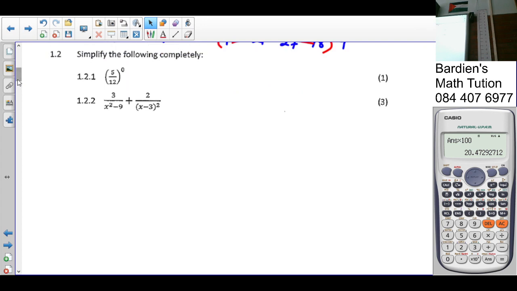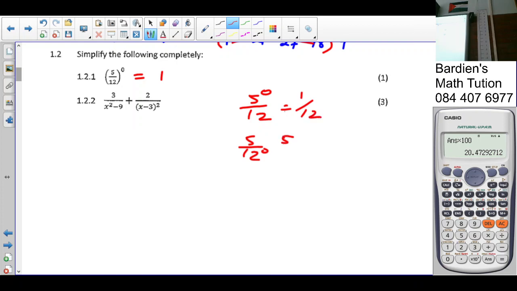In question 1.2.1, anything to the power 0 is? 1. So that is simply 1. What if we had 5 to the 0 over 12? 1 over 12. And what if it was 5 over 12 to the 0? That would have been 5 over 1. You all agree with that? Okay.